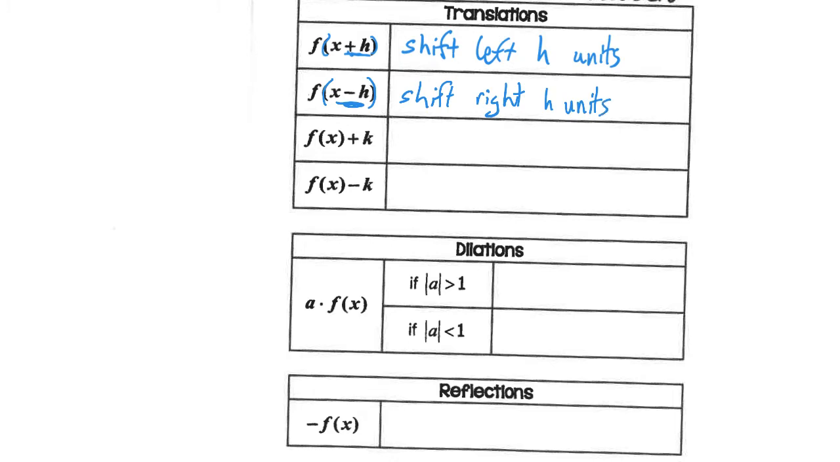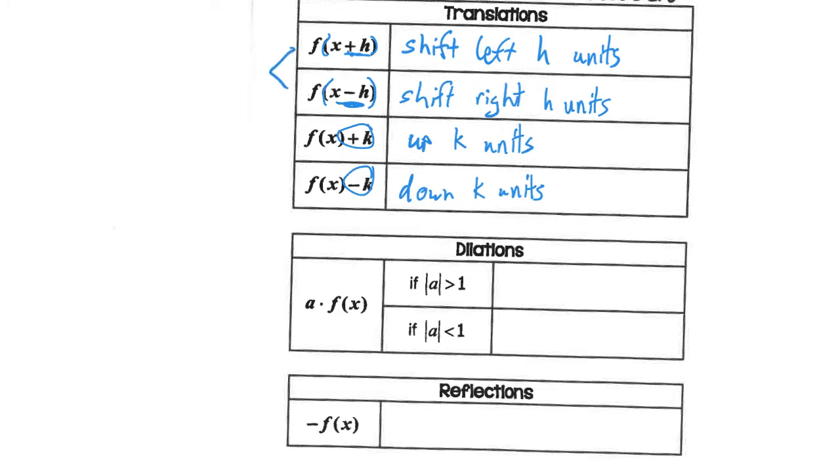Whatever that number is. If there's a number added or subtracted outside the parentheses, then it will shift it up or down. So this will go up, whatever k is, up k units, and this will go down k units. So if it's added, it goes up. If it's subtracted, it goes down.